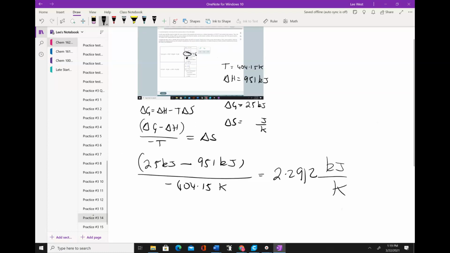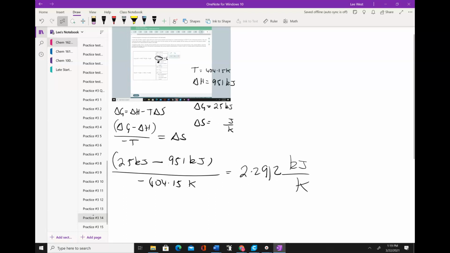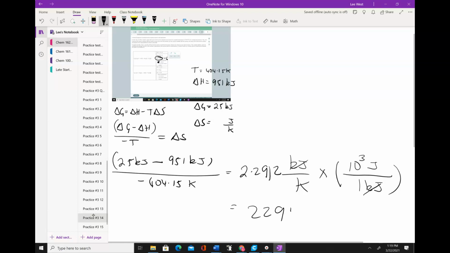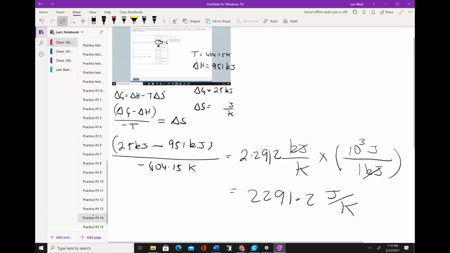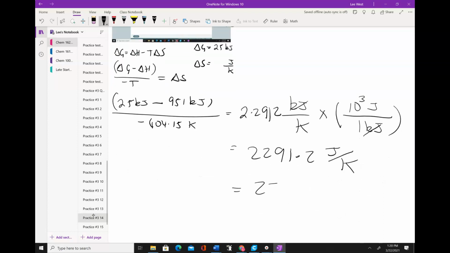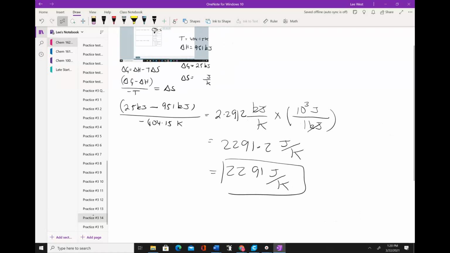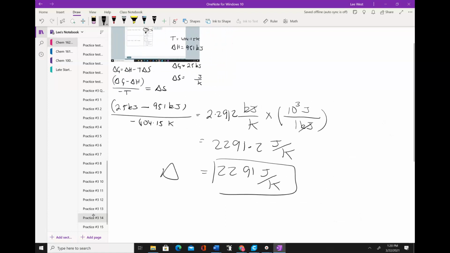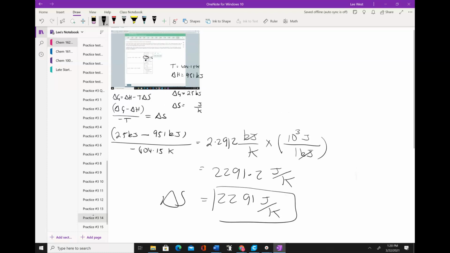So I end up with 2.2912. Now, I didn't write out all of the digits because I know I'm going to give this to 1 decimal place, right? So I get 10 to the 3 joules for every 1 kilojoule. And so that means that I've got 2291.2 joules per Kelvin, and we're going to round that off to 0 decimal places, 2291 joules per Kelvin. So that's a positive number for delta S, right? So the entropy is increasing.